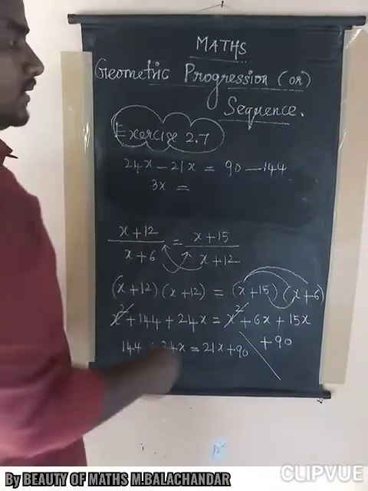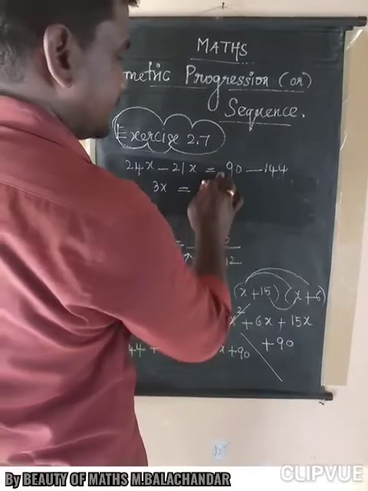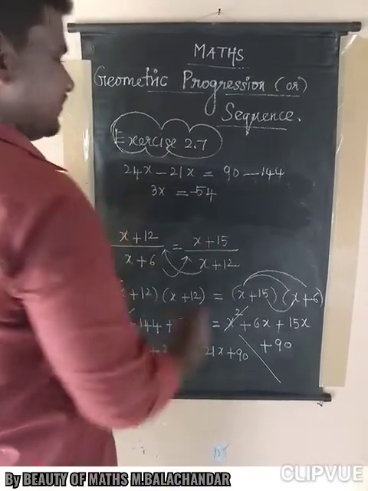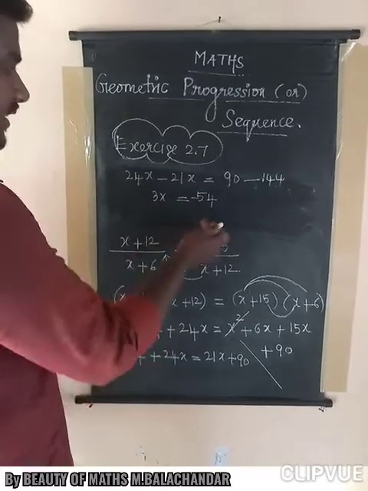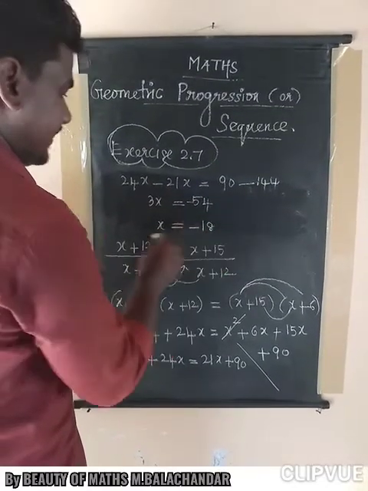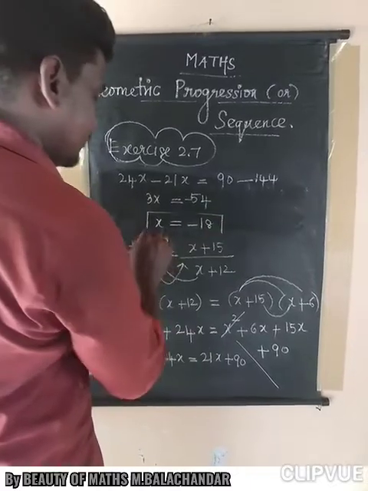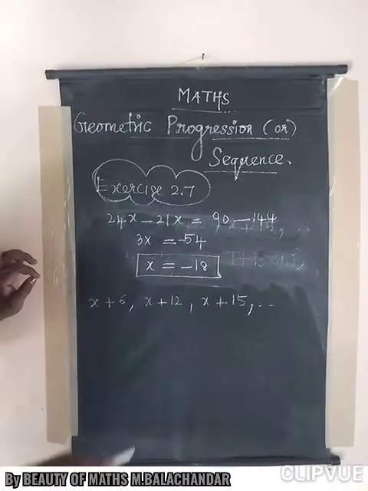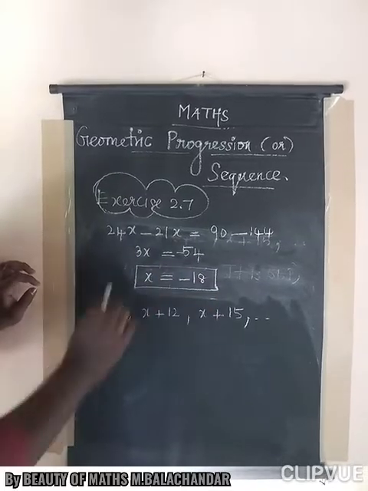What is the answer? 144 minus 90 means 54, so minus 54. So 3x value is minus 54. X is equal to minus 18. So we know the value of x, that is equal to minus 18.